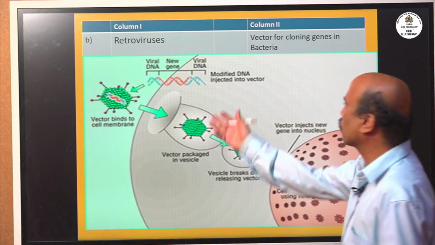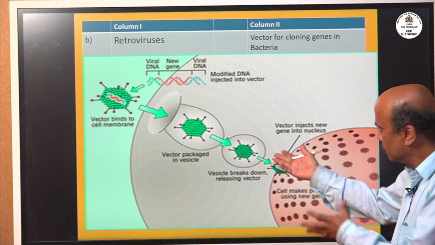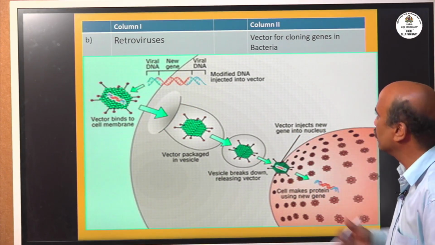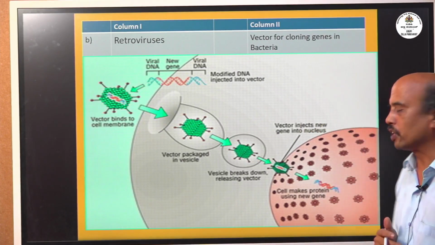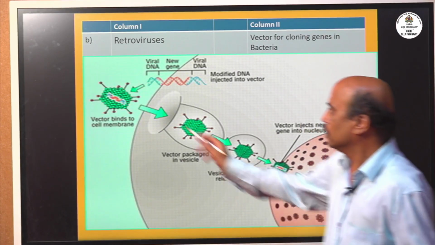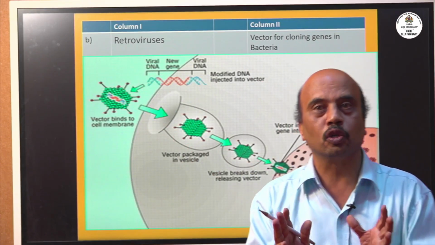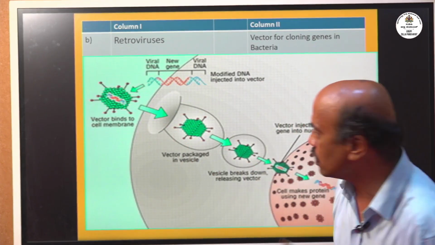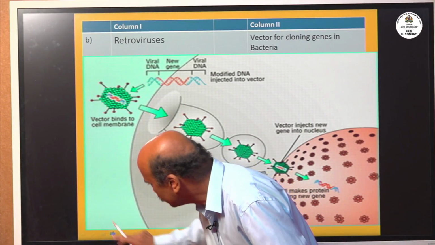So this is the retrovirus through which a desired gene can be delivered into the nucleus of an animal cell. But before delivering the gene, the retrovirus should be disarmed. Disarmed retrovirus should be used. Okay. Next question.